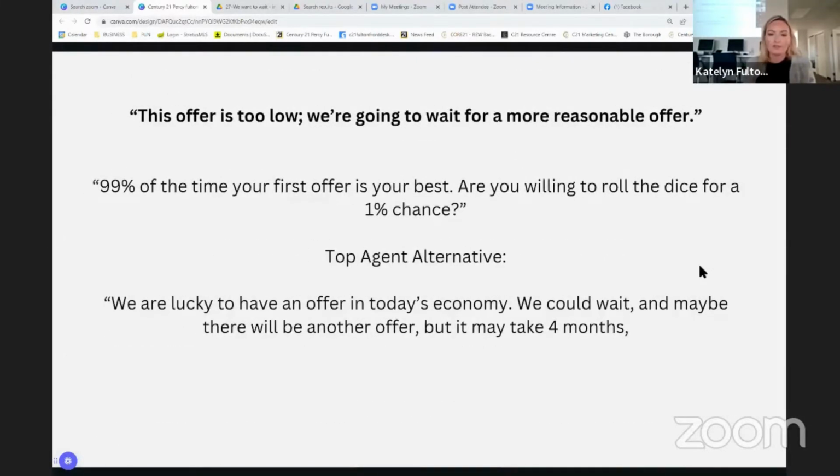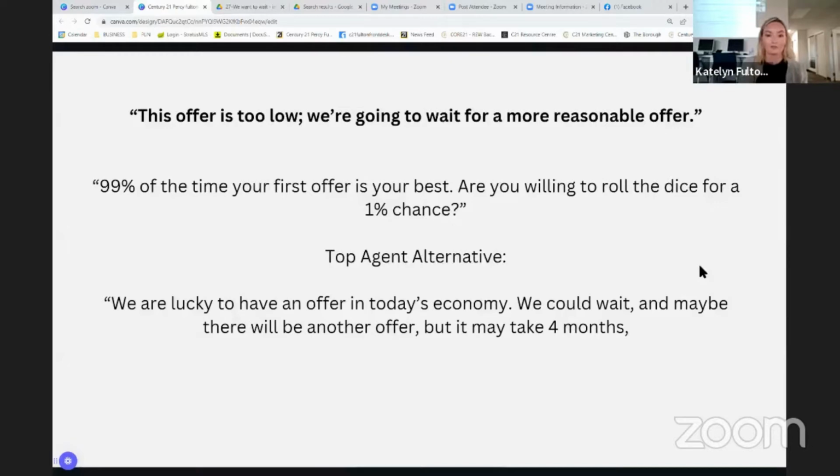The other one is you guys may deal with, or do you want to go more onto that, or is that okay? Okay, last one I have is you're dealing with sellers right now and they're getting offers. This isn't necessarily objection handling for the client, but the offer is too low. We're going to wait for a more reasonable offer. Is anyone experiencing that right now in this market with a listing?